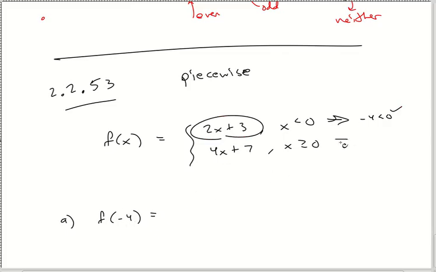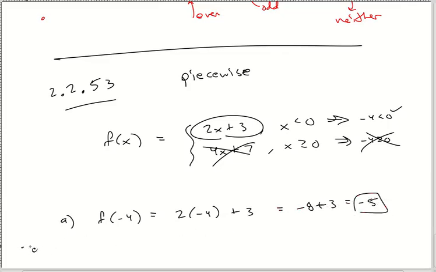But let's just test the other one since we're here. Is negative 4 greater than or equal to 0? No. So don't use that one. So I'm going to use this one to find out the value. I got 2 times negative 4 plus 3. Negative 8 plus 3 is negative 5. Now, I drew all over it, unfortunately, because the next problem is a little different.